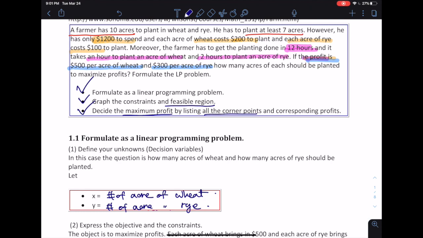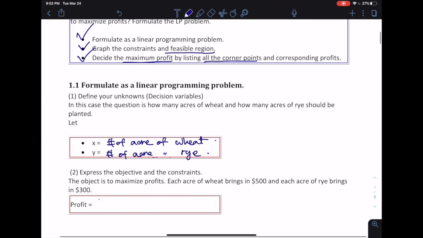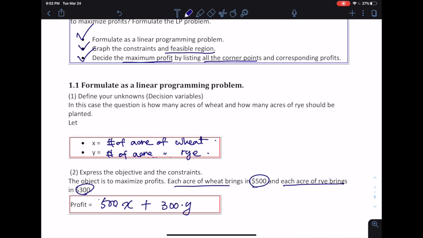Given x and y, which the farmer can control, how can we formulate the objective function and constraints? First, the profit function. It says that each acre of wheat brings $500, each acre of rye brings $300. Therefore, if we plant x acres of wheat and y acres of rye, the profit is 500x plus 300y, and we want to maximize this profit.